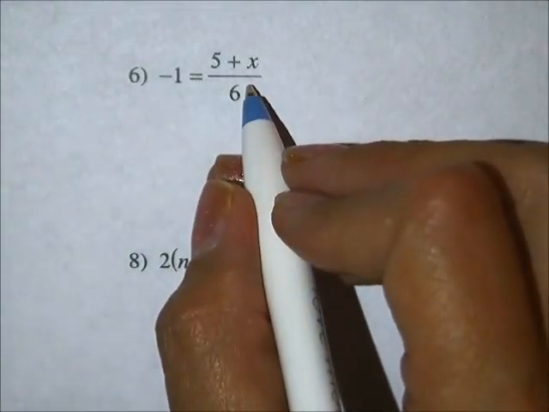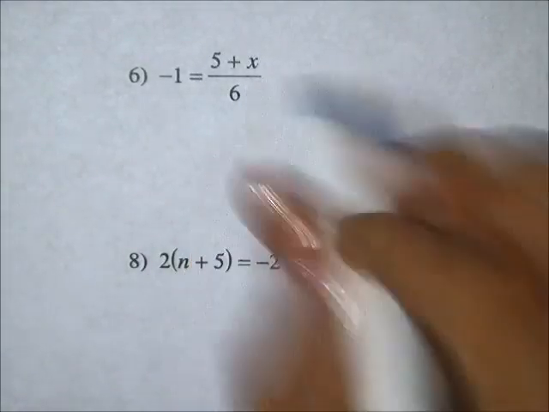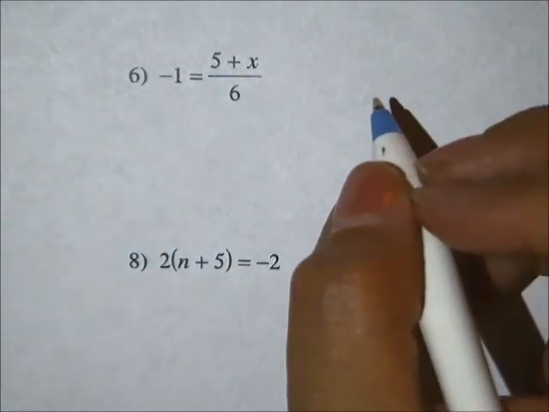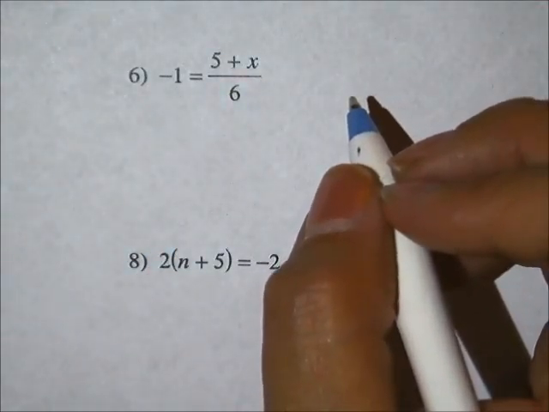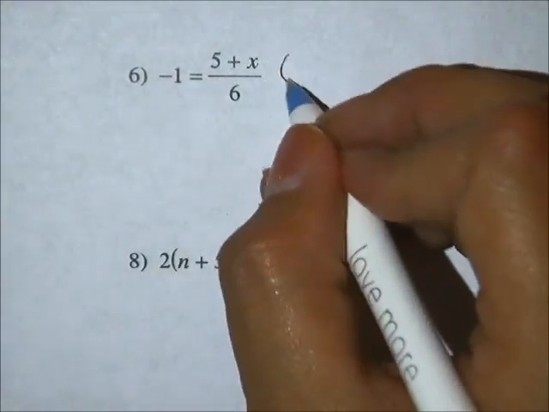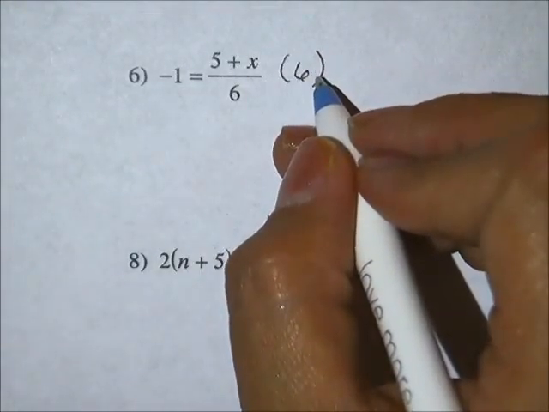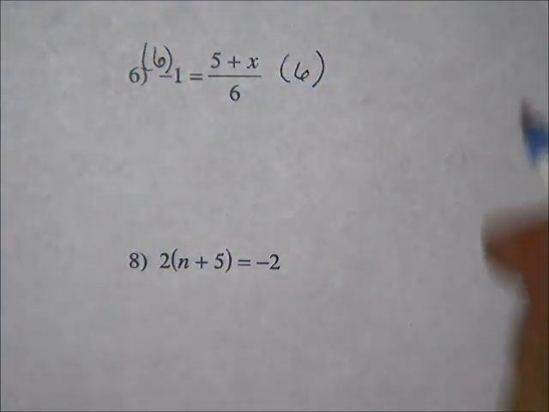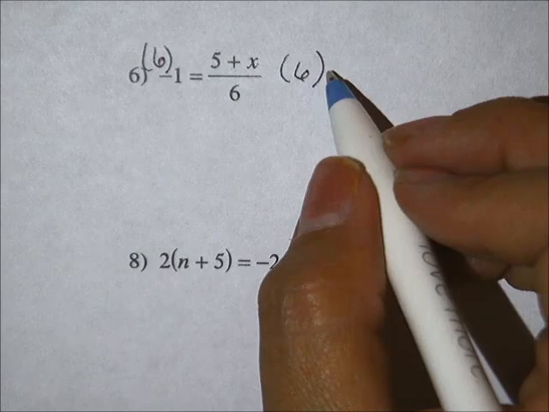Now, I want to kind of write this a little bit differently. No, actually I don't. I'm going to leave it like this. What am I dividing by here? 6. So I'm doing the opposite, which would be multiplying by 6. If I multiply the right side by 6, I have to multiply the left side by 6. Because it's an equation, it's got to be balanced on both sides.